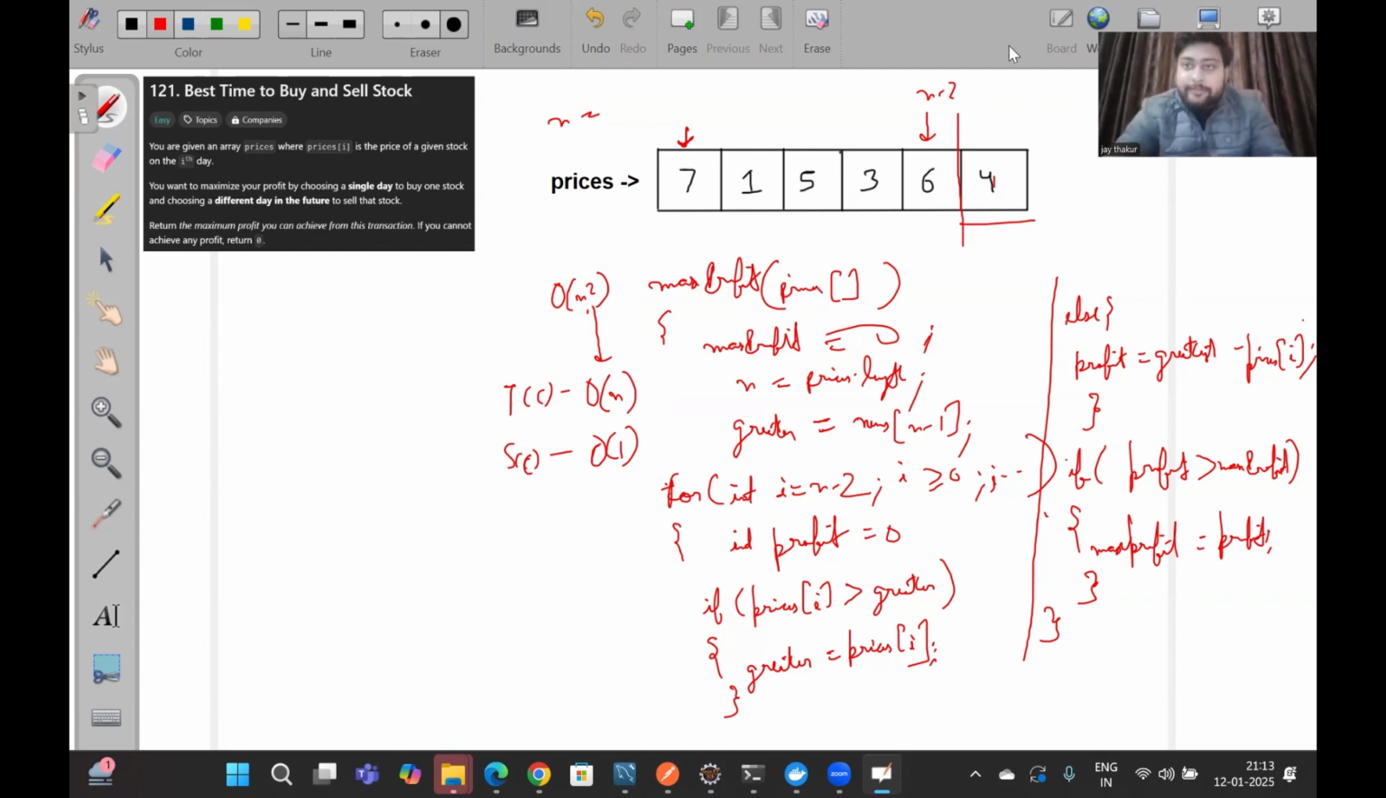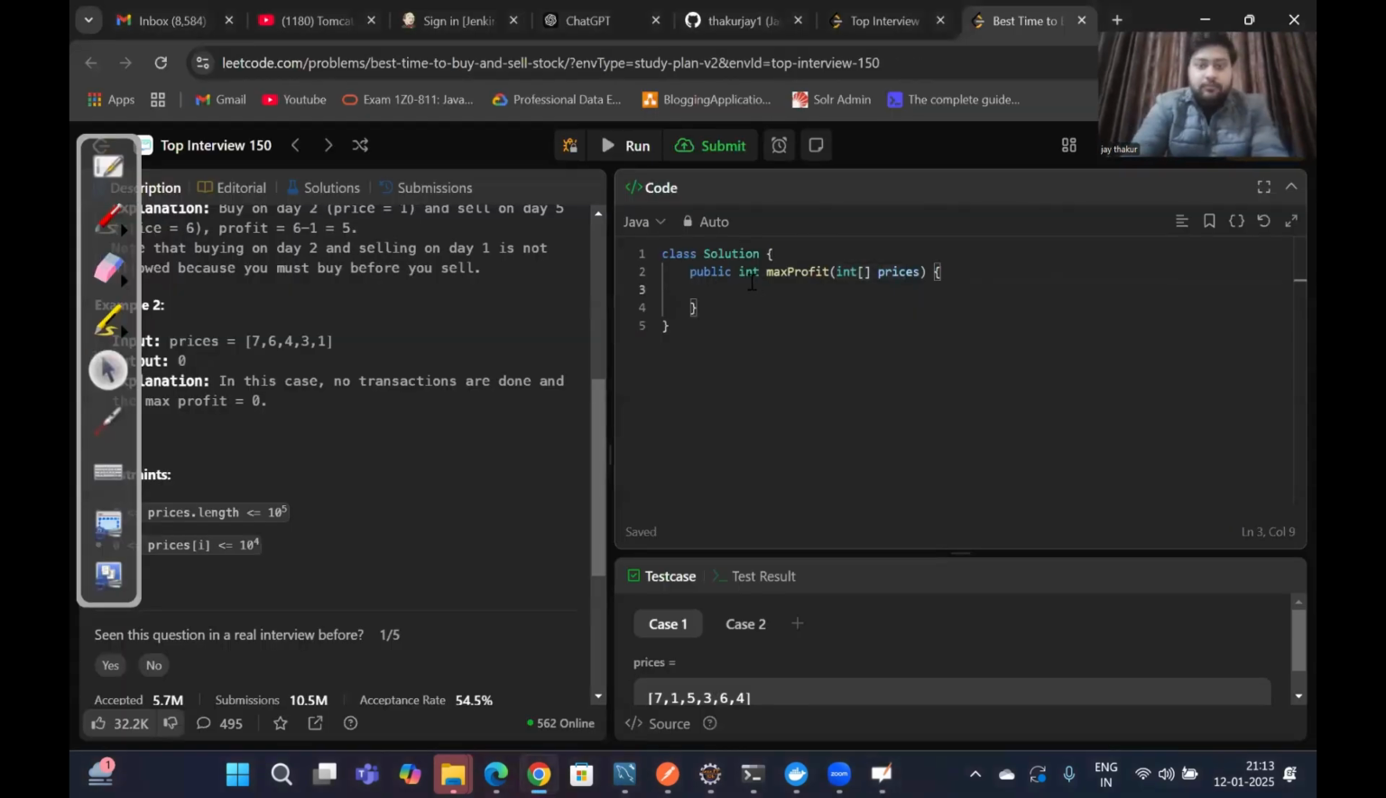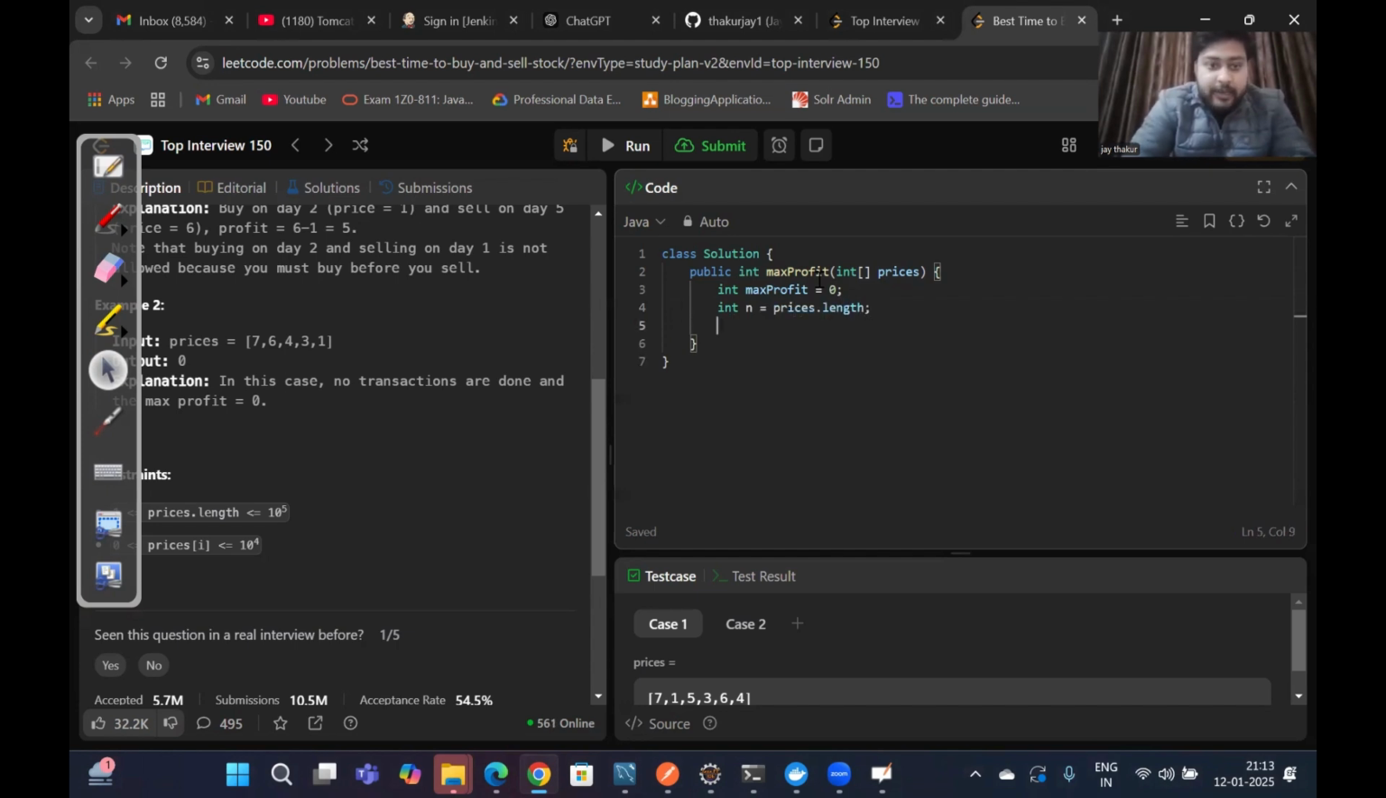So let's try to implement this. Now what we will do? First, we will take a maximum profit variable. Initially it is equal to 0. After that, we will extract the prices length into a variable and we will store the last element into this greater variable. So it is equal to prices of n minus 1. Now we will start traversing from the second last, i equal to n minus 2, i greater than or equal to 0, i minus minus. Now what we will do? We will simply take a local variable here, that is profit, which will track the profit at each step.